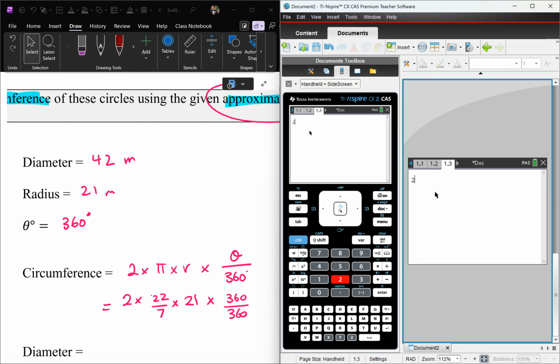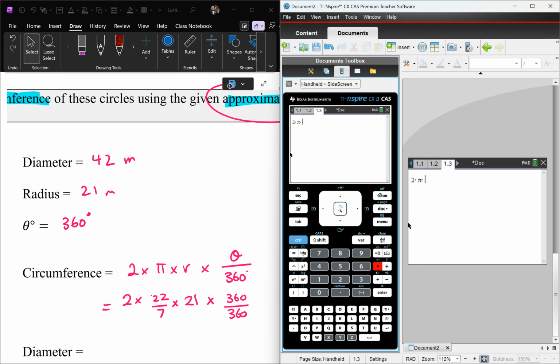We do 2. Press 2. Times is over here. Times. Now pi is next to the letter H. So you press that button next to the H. You get pi. 2 times pi. So you do 2 and then press the times button. And then pi. Yep. Times.